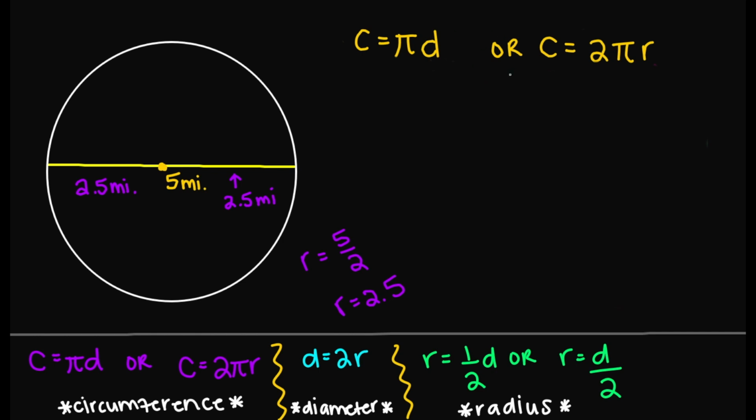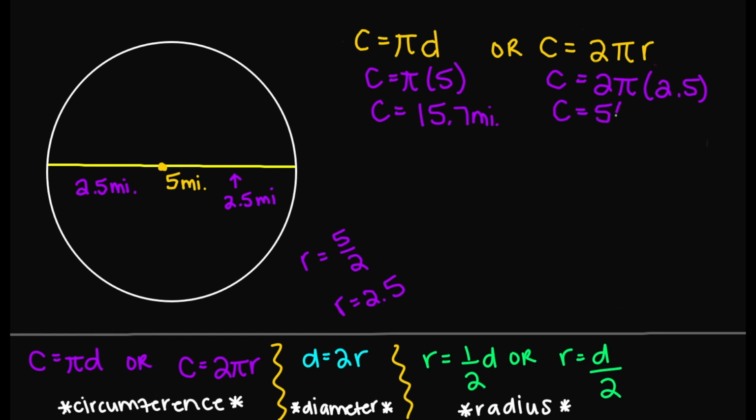So let's go ahead and plug into the formulas to see. Let's say we use this one here with my diameter. C equals pi times your diameter, which is 5. 5 times pi is going to be approximately 15.7. Now let's look at my 2 pi r. C equals 2 pi r, your radius is 2.5. 2.5 times 2 is going to equal 5, so you have 5 times pi, which again is going to give you 15.7 miles.